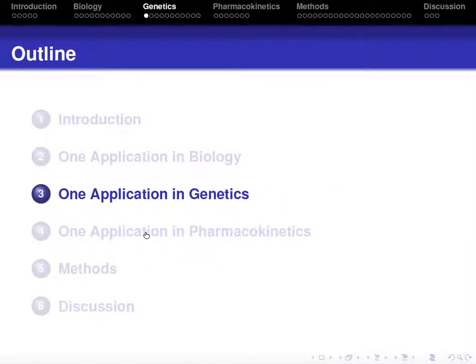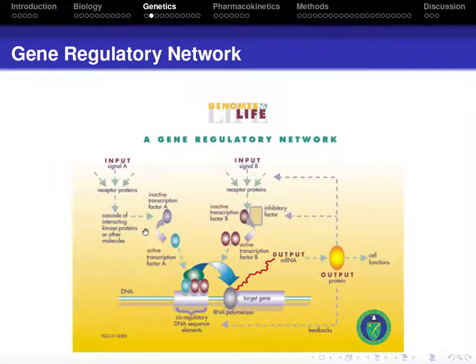Let me show you another application in genetics. So in genetics, for each species, there can be many genes, right? But some genes are called regulators. Some genes can regulate the expression of other genes.